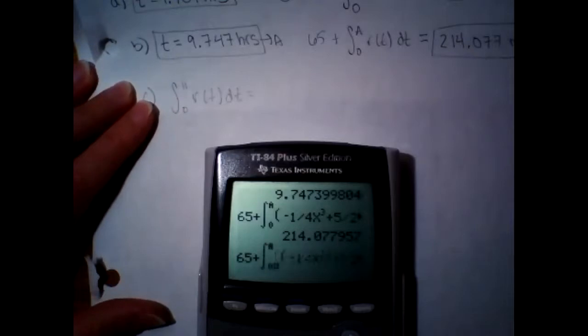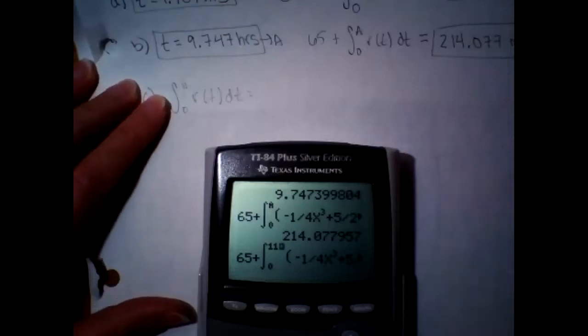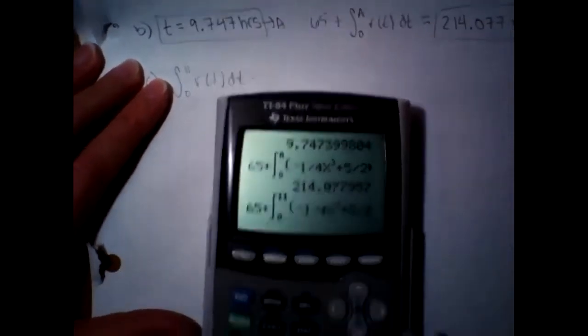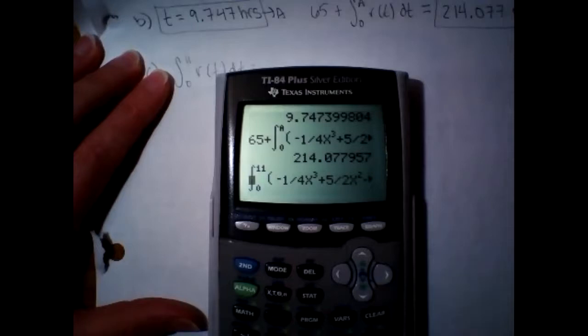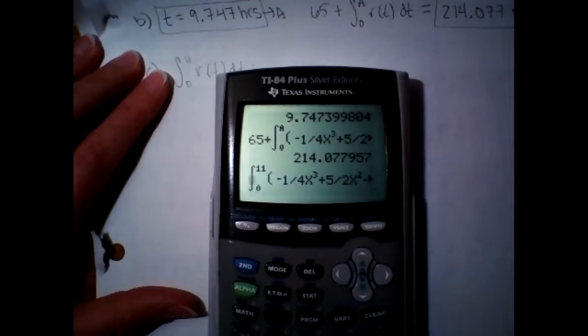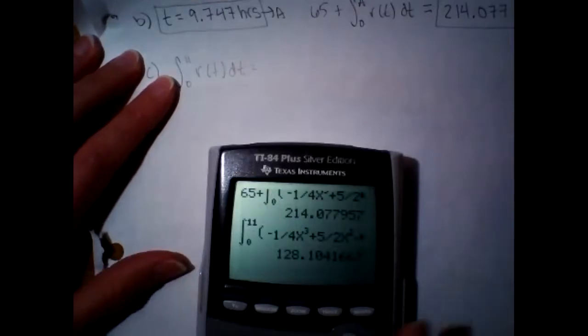Here's the only common mistake I do see on this one. People will go back and change the A to 11 and leave the 65 in there. You have to delete that 65. There's not a 65 plus in front of this, so you have to delete that. So the way you delete that is right here, this DEL, that's your delete key. So I'm just going to delete that 65 plus. That's the only mistake people typically make on this one. If you're scared you're going to do that, then just type the whole thing over again. You just want it to be 0 to 11 r of t dt, and then there's the answer.